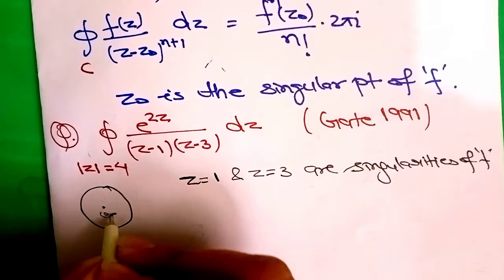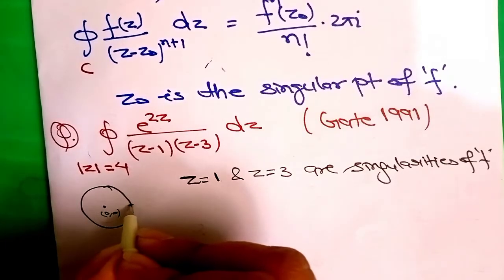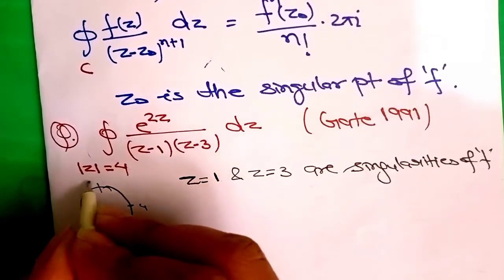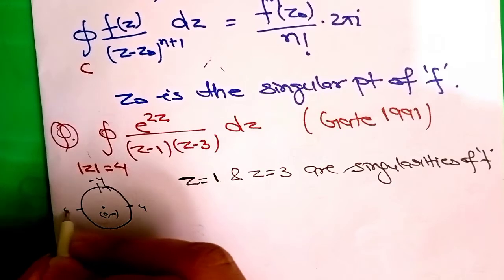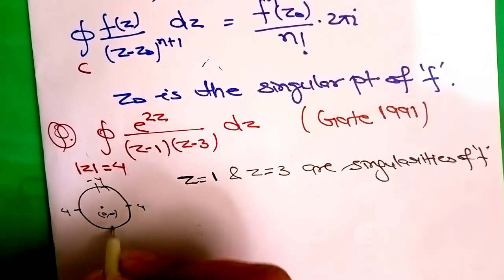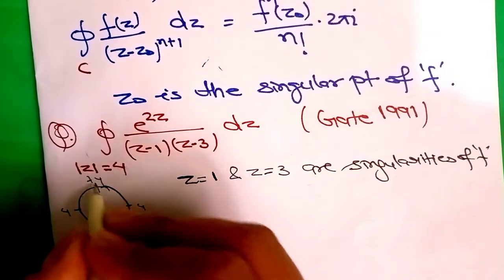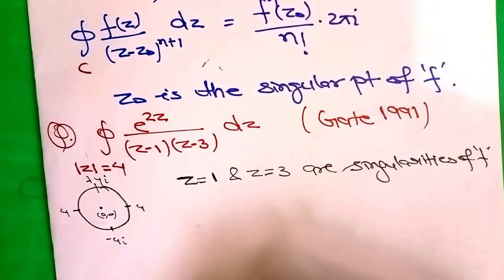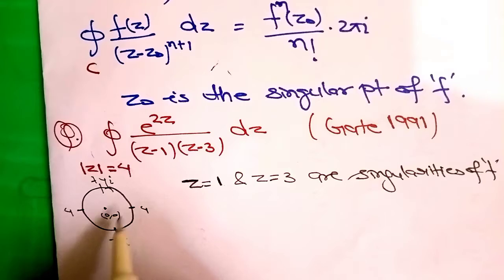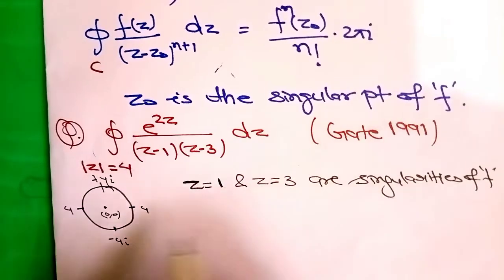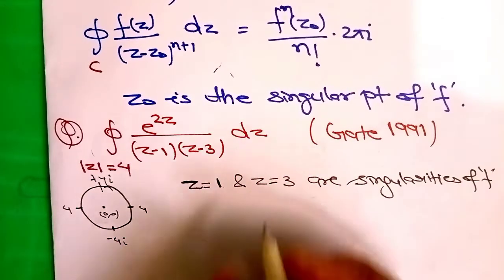Let this be 0. This is 4, this is minus 4, this is 4i, and this is minus 4i. So these points lie inside it, and these are the singularities of the function f.